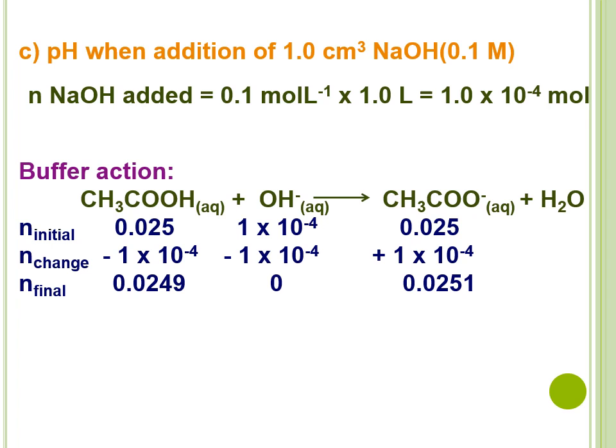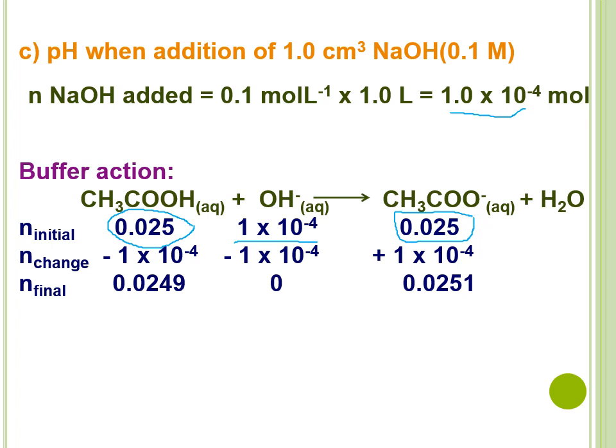So 1 ml multiplied by 1 liter over 1,000, we get 1 times 10 to the power of negative 4 moles. The buffer action is that the OH minus added is going to react with the acetic acid to produce acetate ion and water. What is the initial number of moles for every substance? It's 0.025 for acetic acid, 1 times 10 to the power of negative 4 we have calculated here, and 0.025 for acetate ion as given in the question.